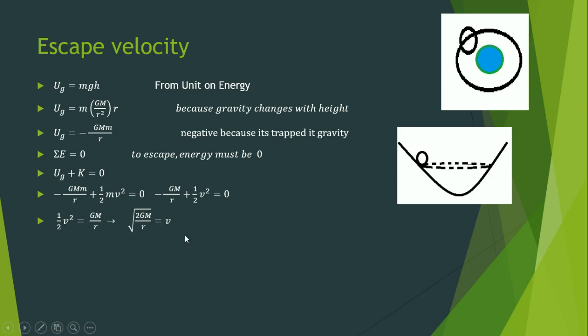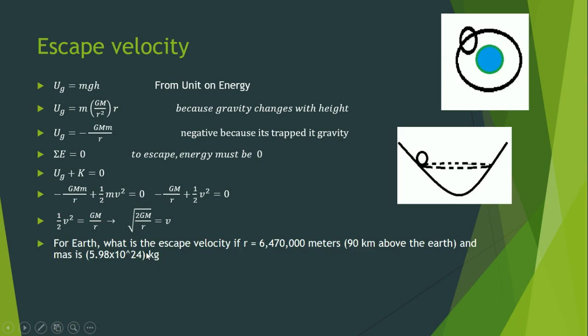So this is our formula for escape velocity. Let's calculate the escape velocity for Earth if we're 90 kilometers above the Earth. What is the escape velocity if the radius is 6,470,000 meters away from the center of the Earth, and the mass, there should be another s here, sorry about that, is 5.98 times 10 to the 24th kilograms. That's the mass of the Earth.